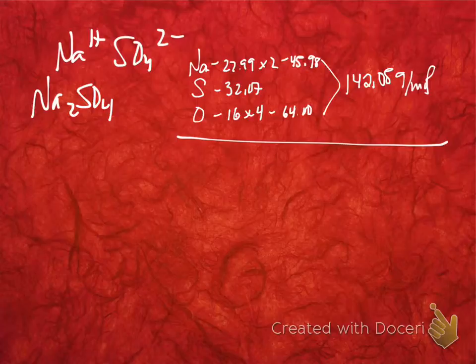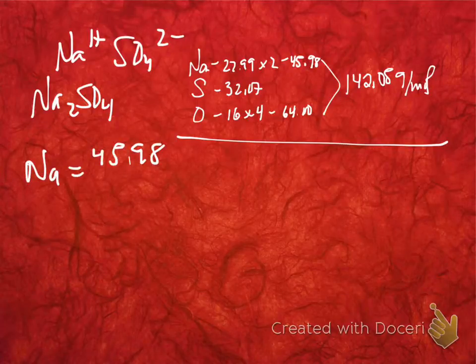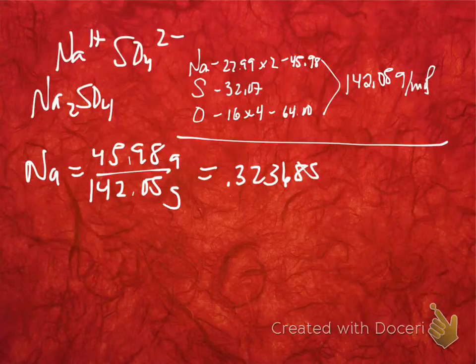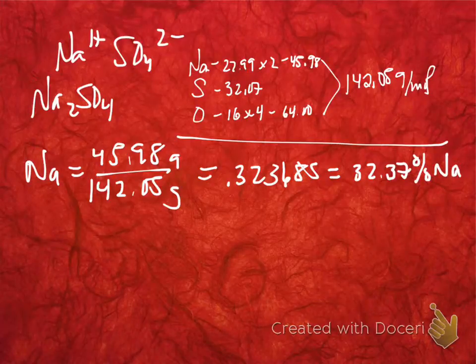Okay, so percent of sodium, we have 45.98. Oh yeah, there it is. I wrote it down. Divided by 142.05 grams. We're saying that in 1 mole of this stuff, we have 45.98 grams of sodium to 142.05 grams of the compound, 0.323688. And so what we get is 32.37% sodium.